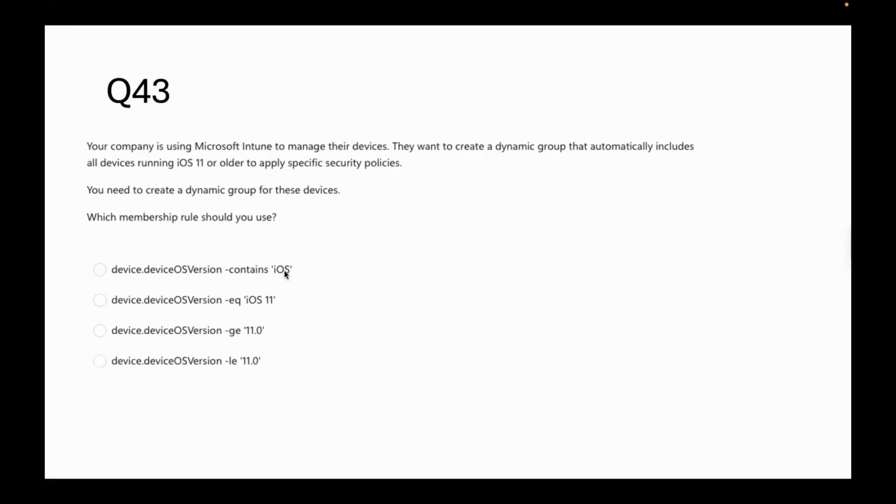Contains iOS. No, this is not going to be correct because the ask is iOS 11 or older. Again, we will not use the operator equal to, because it will only add the device as a member of this group which has iOS 11. Greater than, because the ask is older than iOS 11. So in that case, we will go with less than equal to 11.